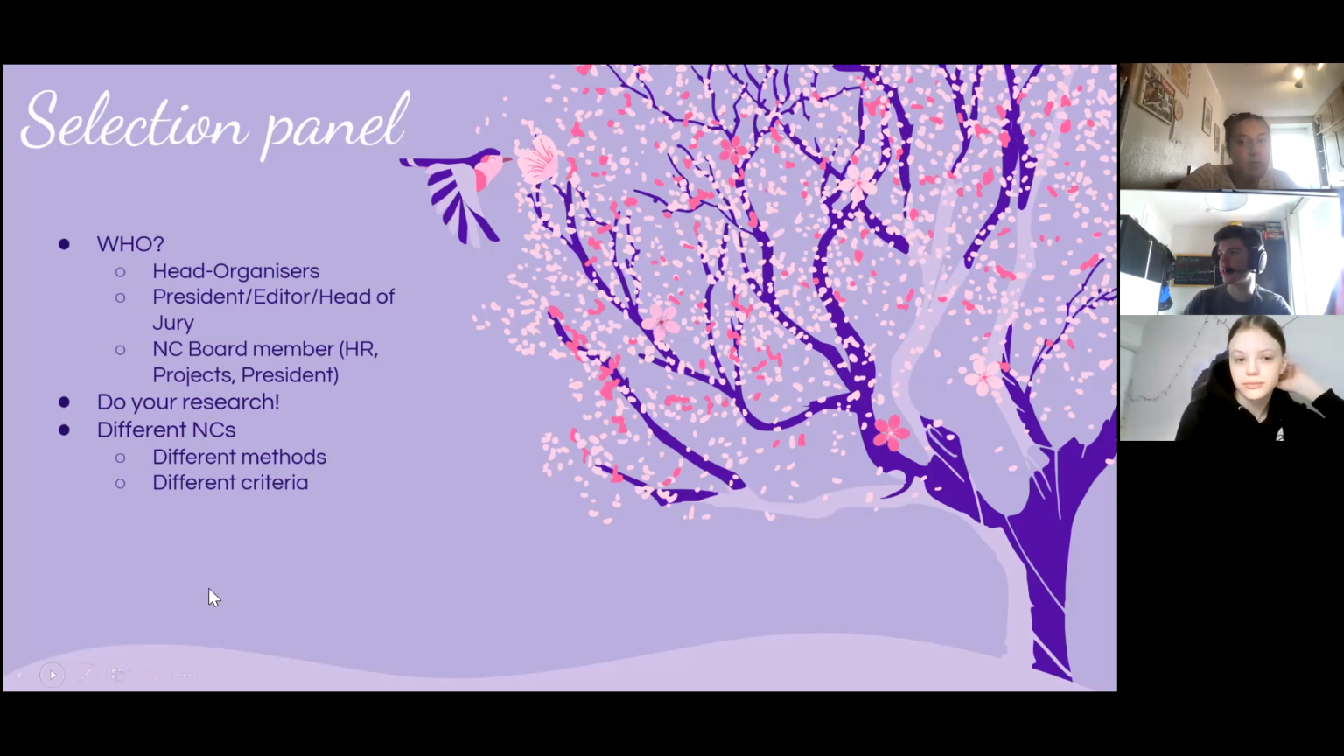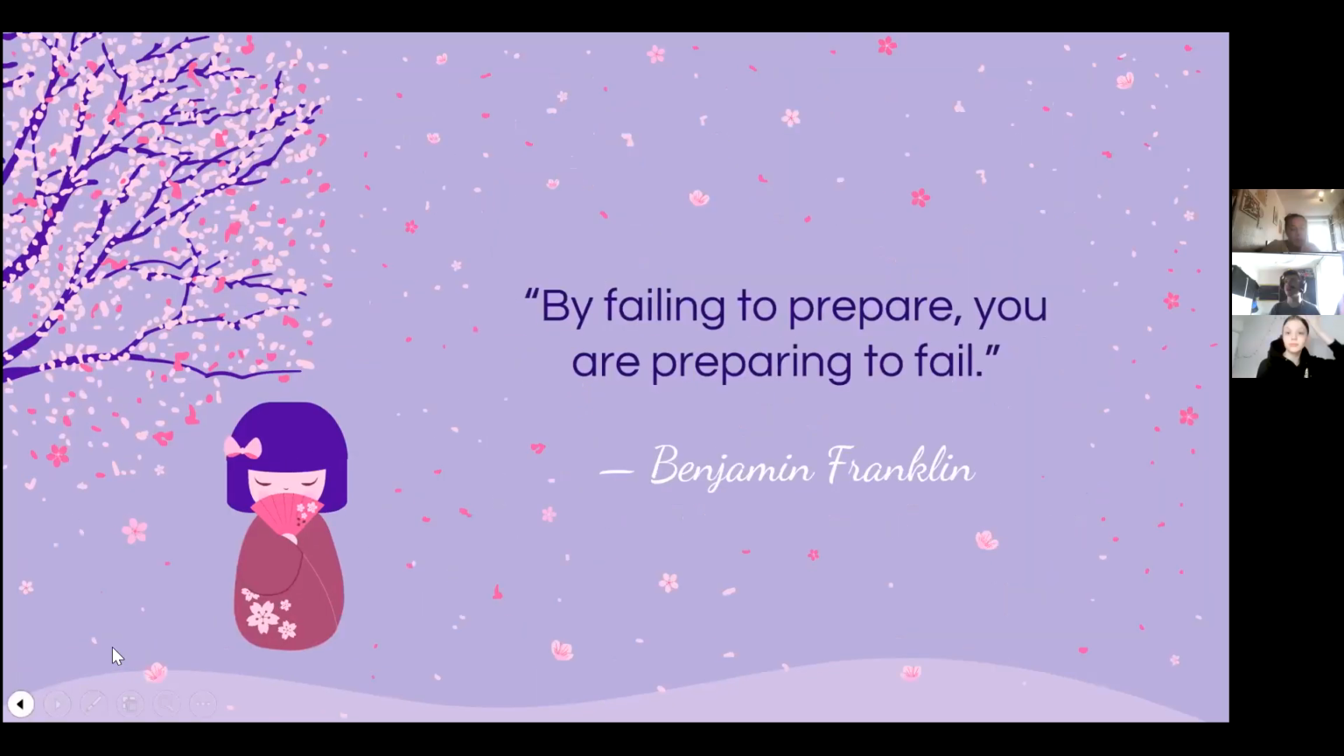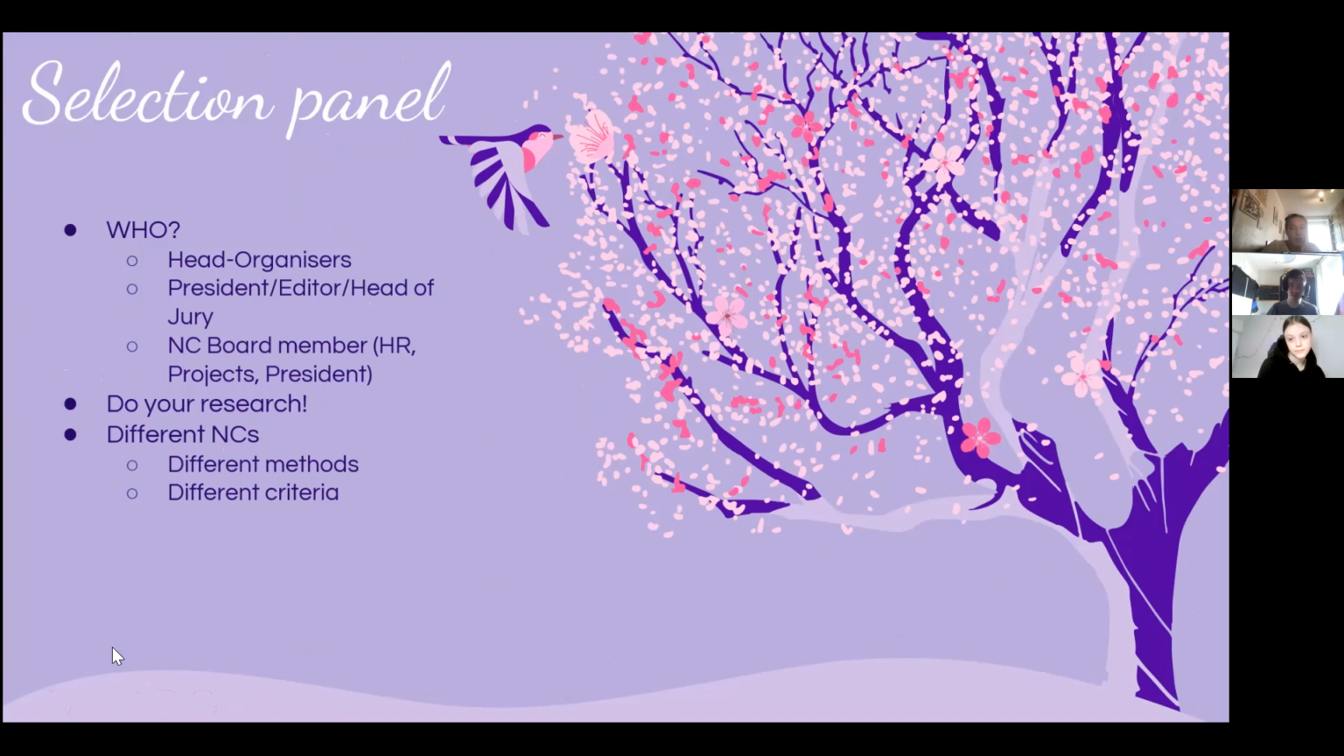In the selection panel, your application makes up most of the decision, but they also look at other things like your evaluations, and they could ask people that you've worked with, what was it like working with David, or what was it like working with Mira? And they could take in your character from other perspectives. So there is more to it than just the application, but for now we'll focus on the application.